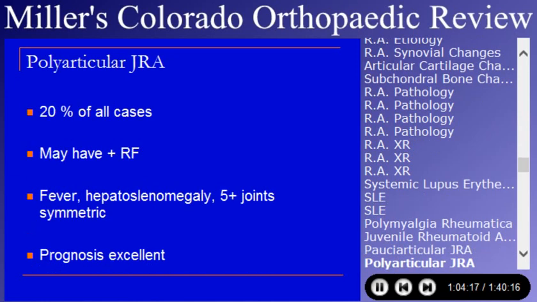Polyarticular JRA is about 20% of the cases. These are the ones who are most likely to have a positive rheumatoid factor. It involves 5 or more joints. It also is associated with systemic findings. Prognosis for polyarticular is better than for systemic in terms of long-term joint destruction.